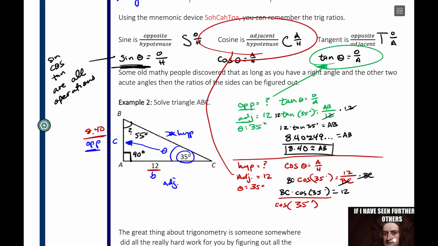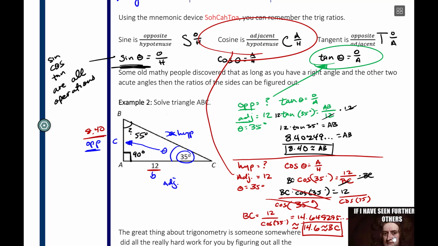The trig ratios are actual operations, right? So it's cosine of 35, and that's a number. So we're going to divide the entire thing by cosine of 35 on both sides. Those will cancel each other out, and now I'm left with BC equals 12 divided by the cosine of 35 degrees. We go over to our calculator, and we end up with a value that is something very close to 14.649295. Again, we'll approximate that and say that BC is going to be approximately 14.6. And that is my final side length.